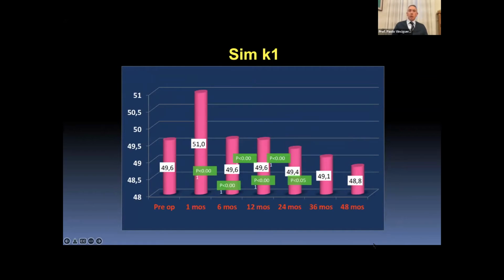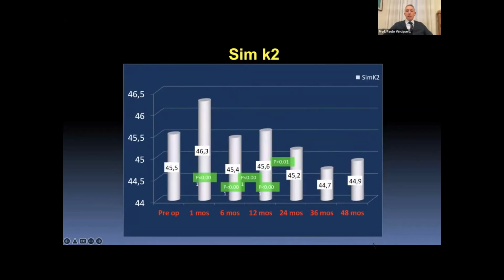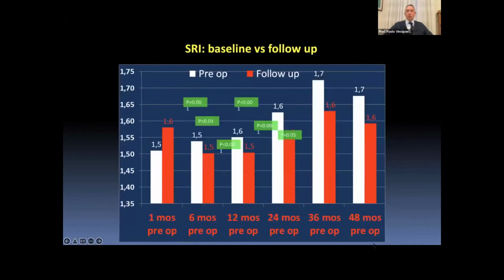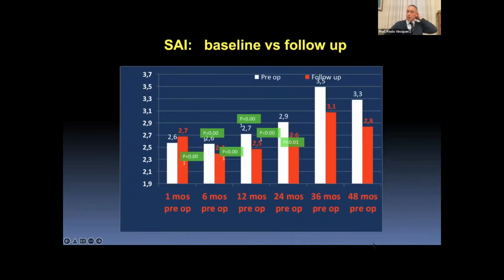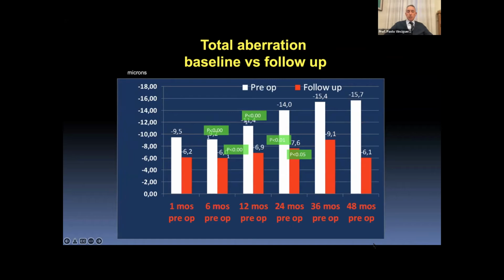Mostly it does not improve the astigmatism, because what improves is the coma. So the reduction of coma transfers the coma in terms of astigmatism, regular astigmatism. You can see an example of it. Also K1 and K2 get an improvement. Also the topographical indices improve over time. These are all the topographical indices, the SRC, and the total aberration, which improved over time, particularly in the long-term follow-up.